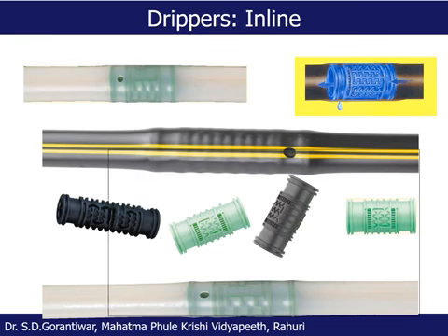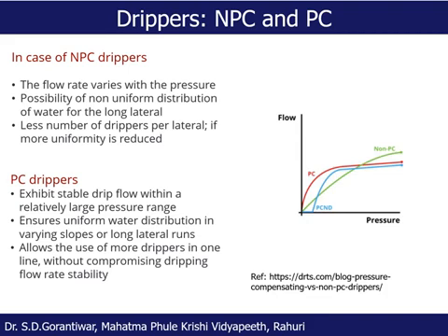Okay, so the inline emitters we generally don't prefer to be used where it is not required, that is the orchard plantation. And inline emitters we generally advocate to use where there is movement of the laterals, such as the seasonal crop and the crop like sugarcane. Okay, so this is all about online emitters. We have just now seen the inline emitters and online emitters.